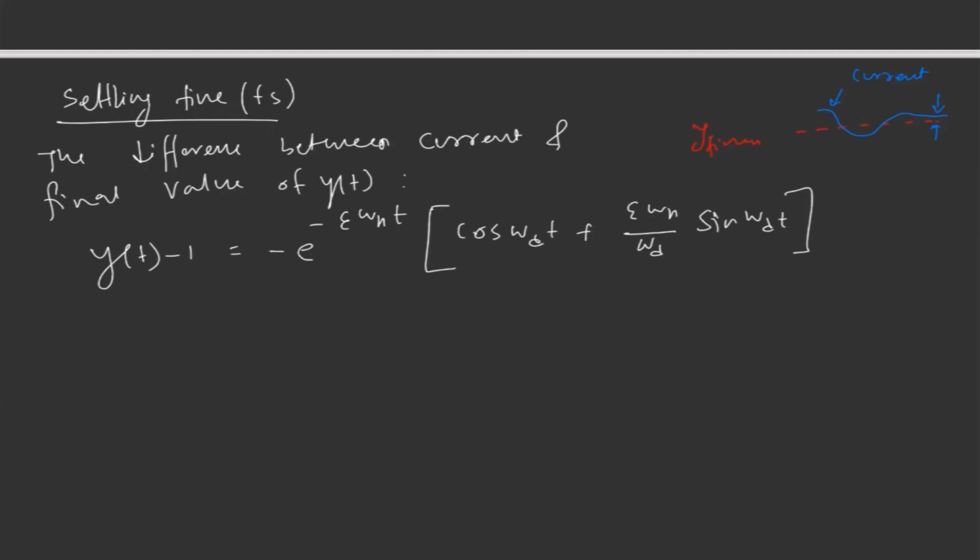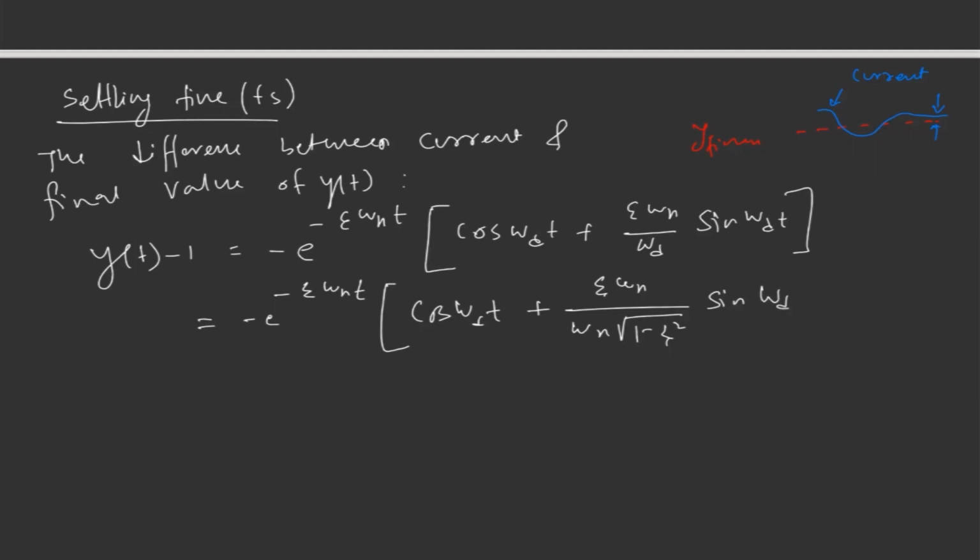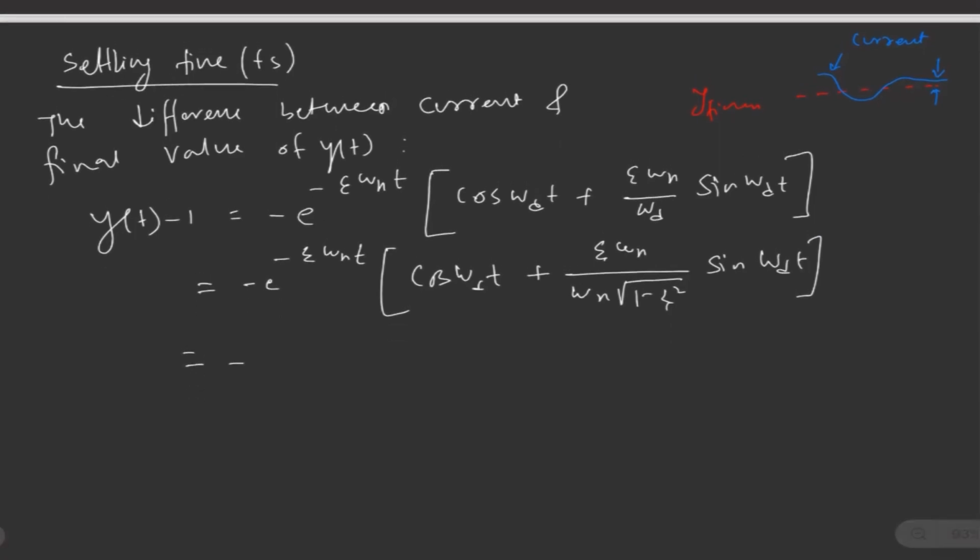This is straightforward. Further, we can write this expression as e to the power minus zeta omega n t, cos omega d t plus zeta omega n over root of 1 minus zeta square sine omega d t. In place of omega d, we wrote omega n root over 1 minus zeta square. And further, we can write minus e to the power minus zeta omega n t, and 1 minus zeta squared.